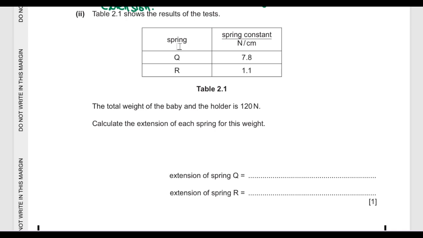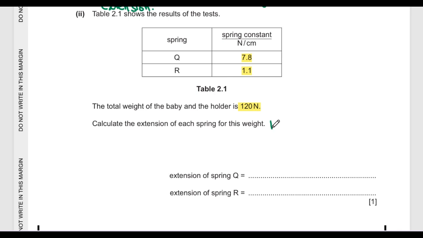Table 2.1 shows the results of the test. So spring Q has a spring constant of 7.8 and R has a spring constant of 1.1. The total weight of the baby and the holder is 120 Newton. So load is 120 Newton. Calculate the extension of each spring for this weight. So we have to calculate extension.